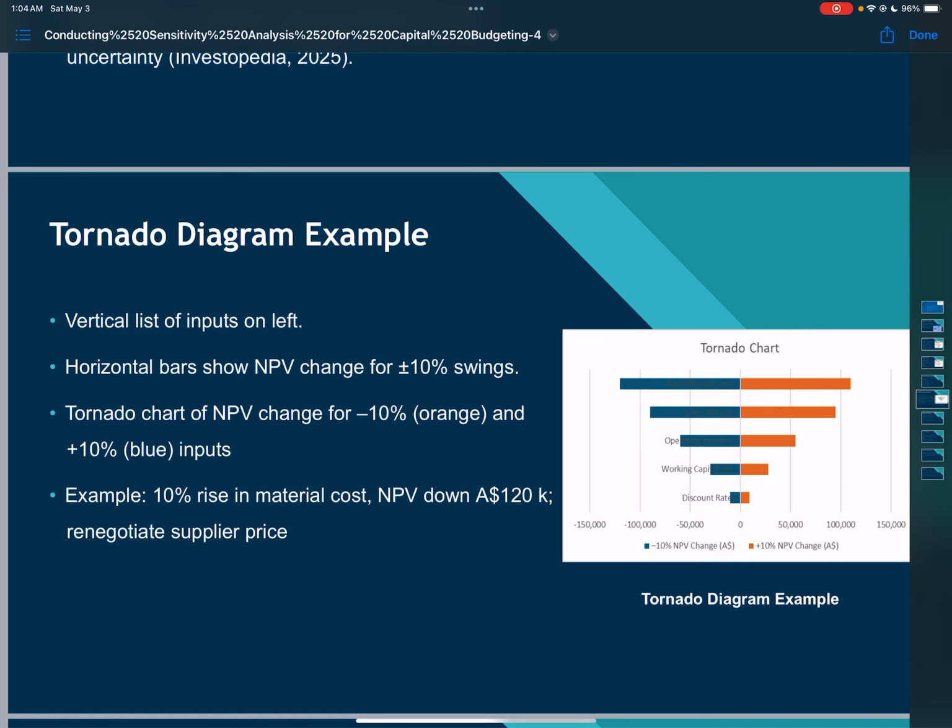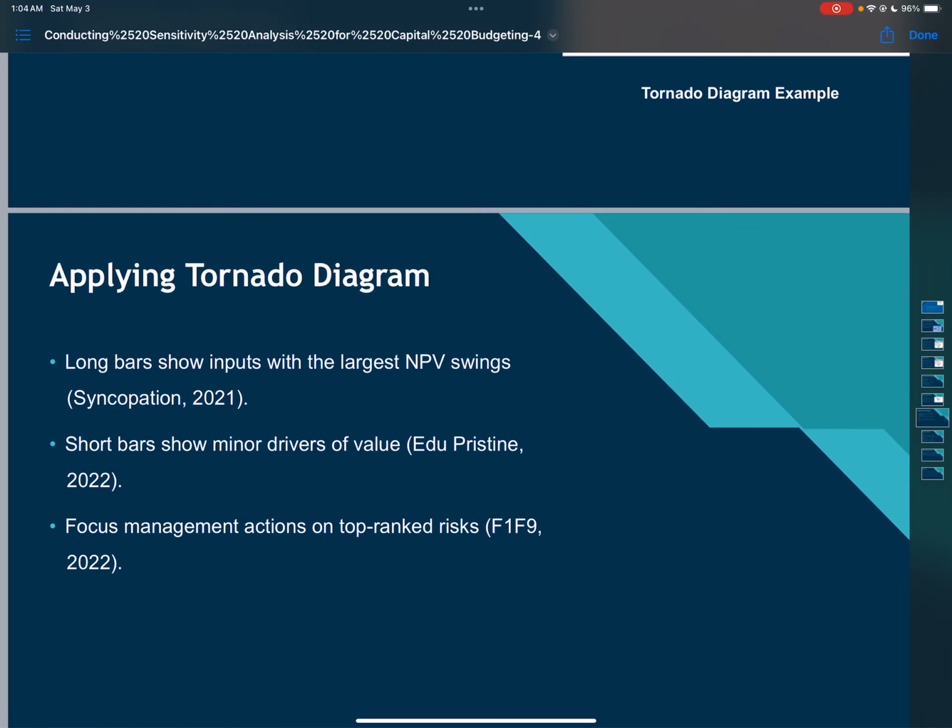And in this slide, I'll be showing you an example of a tornado diagram. On my right side, this is a tornado chart, and I'll also be telling you examples and the factors on each bar. A tornado diagram shows the factors on the side with bars going across. The longer the bar, the more that factor affects the NPV. For example, if material costs go up by 10% and NPV drops a lot, that shows materials are a big risk.